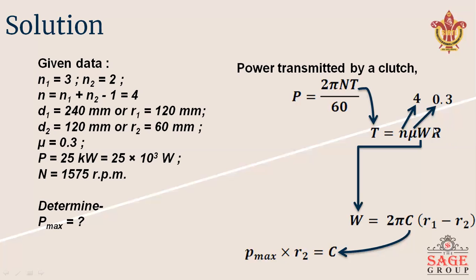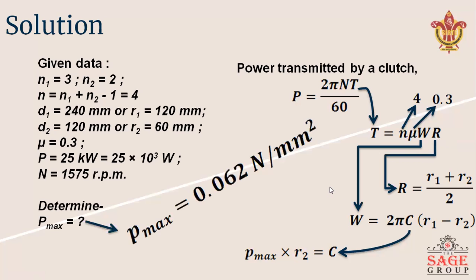But now we have to calculate the mean radius R. According to the uniform wear theory, mean radius R is equal to (R1 plus R2) divided by 2. R1 and R2 are both given, so we will have the value of R. The only unknown in this equation is P max. We have to substitute all the values in this equation, with the torque transmitted by the clutch. Then we will have the value of P max, which is equal to 0.062 Newton per mm square.